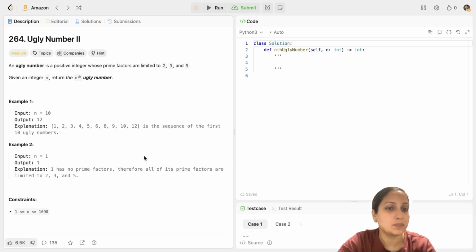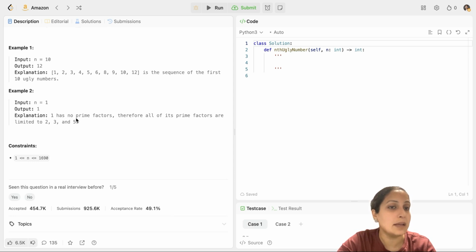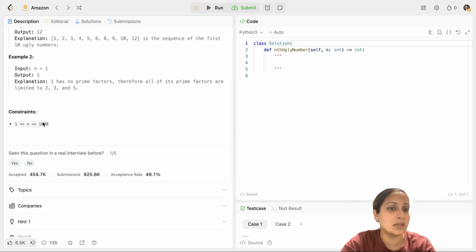Now in example 2, n equal to 1, so your first number will be 1, because even though 1 doesn't have prime factors 2, 3 or 5, that's our base case. So 1 has no prime factors, therefore all of its prime factors are limited to 2, 3 and 5 only, as given in the explanation here. And I think the examiner's intuition behind giving this as an example is to let you know that your base case is n equal to 1, which is 1, right? And there are some constraints given on n which we don't really care about right now.